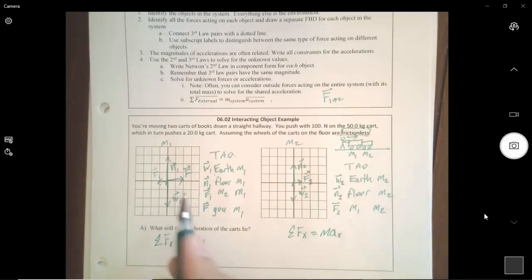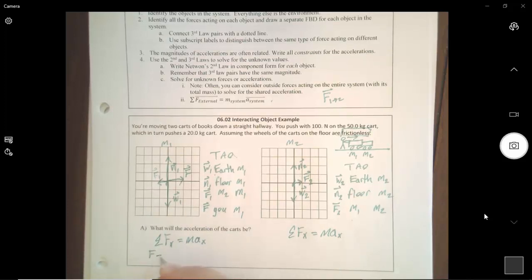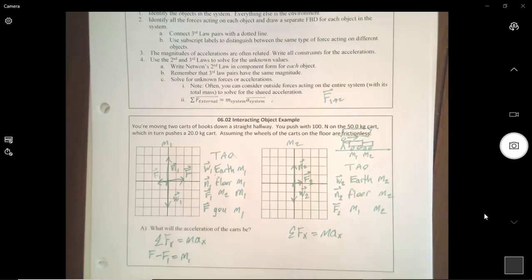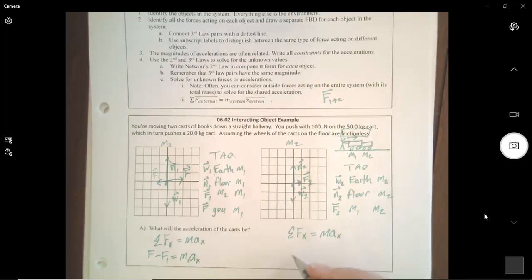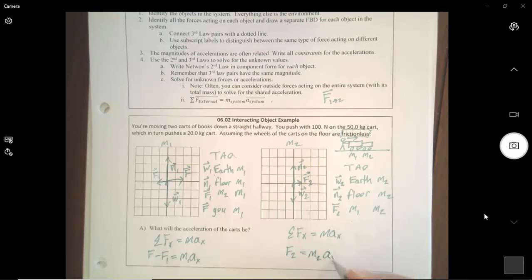And we're going to fill in our forces. Everything pointing to the right gets a plus. Everything pointing left gets a minus. So we have F minus F1 equals, we're going to plug in the fact that this is M1 AX. And here we just have F2 equal to M2 AX.